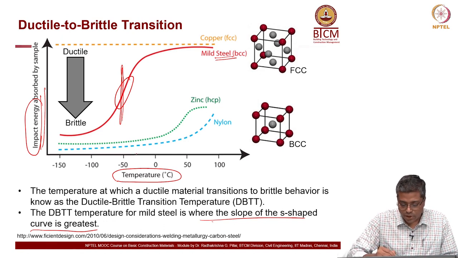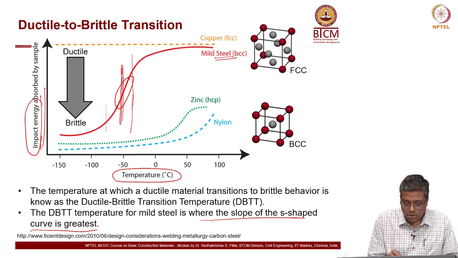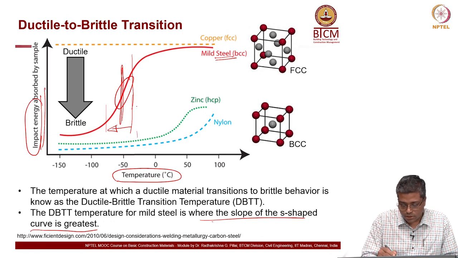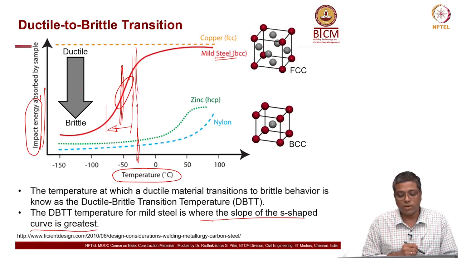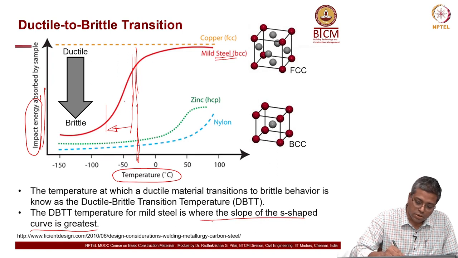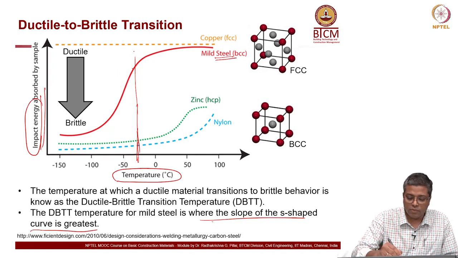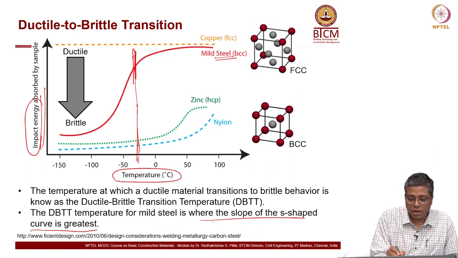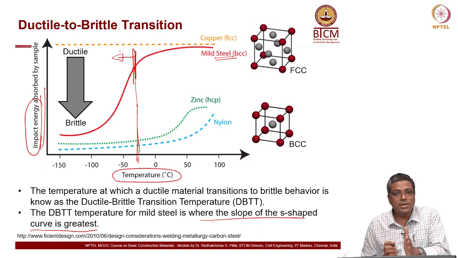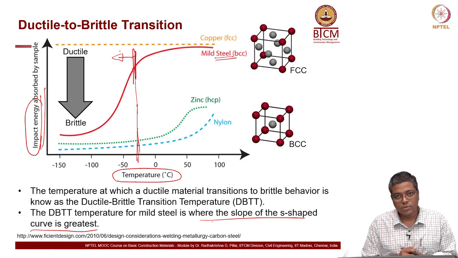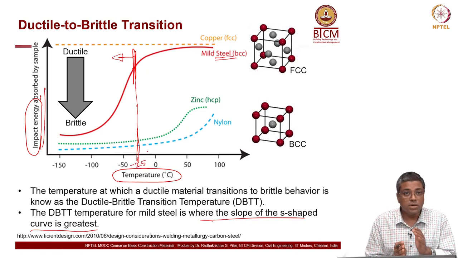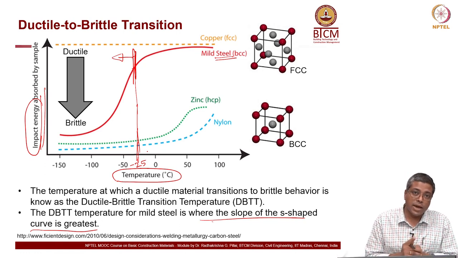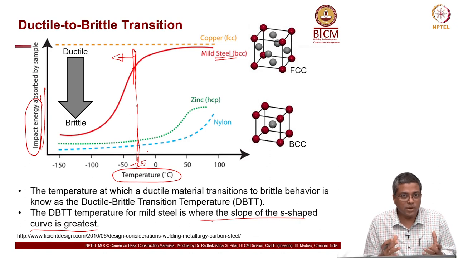That means when the temperature is about, let us say, minus 25 degrees, from here the slope is very, very high. From here onwards, the material starts behaving like a brittle material. From about minus 25 degrees, as you reduce the temperature, the mild steel behaves like cast iron. Cast iron is very brittle.